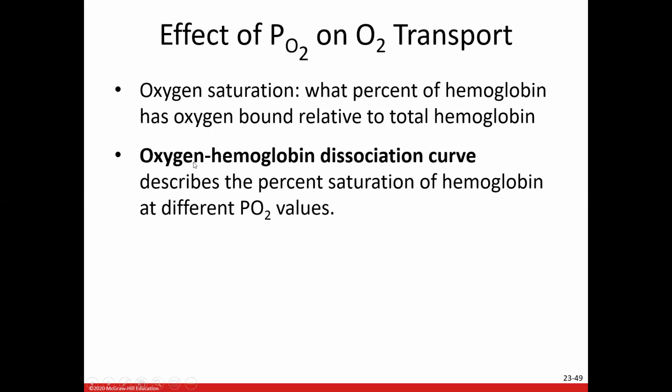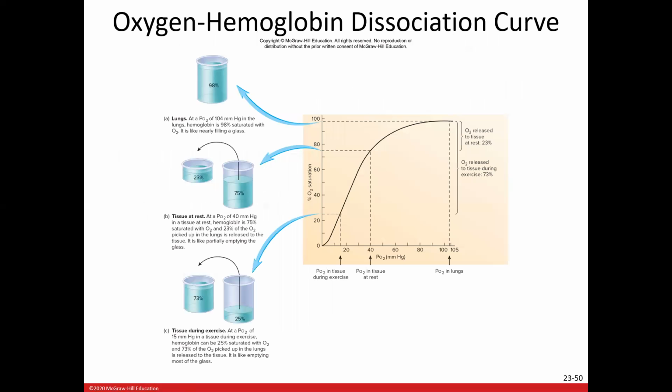And we measure this with what's called an oxygen hemoglobin dissociation curve. This is showing the relationship between the percent oxygen saturation as we change different partial pressure values of oxygen. And it looks a little something like this. On this figure, we have a graph of the percent oxygen saturation, again the percent of hemoglobin with oxygen bound compared to the total number of hemoglobin, graphed against your partial pressure of oxygen on the x-axis. As we see this general positive trend, as we increase partial pressure going from the tissues to the lungs, we see an increase in oxygen saturation.